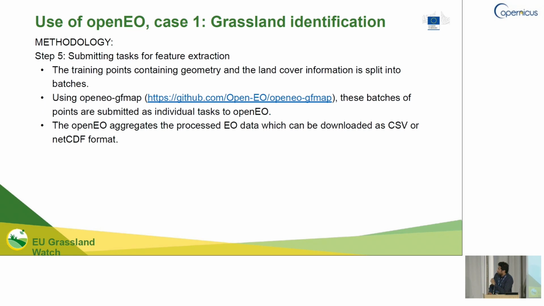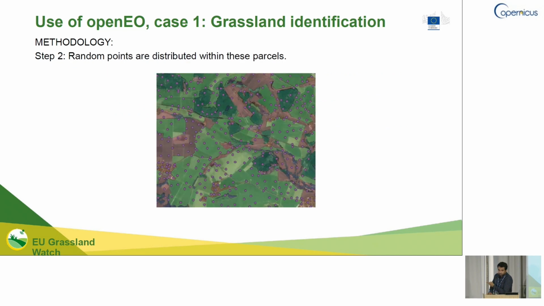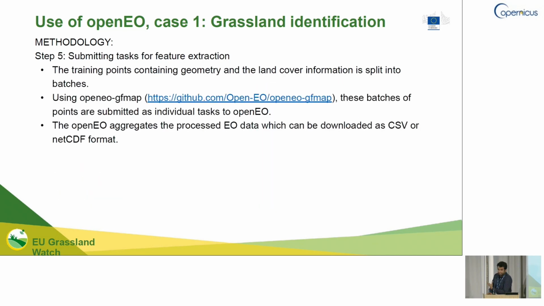What we did was we were able to just tell OpenEO that we need this data cube, and for these specific training points we need the information from this data cube. And they have also developed this OpenEO GFMap, with which you are able to create these training points, split these training points into small batches, and then submit them to OpenEO. Instead of submitting all the training points in one big batch, you can split them into batches of 50 training points and then submit them.